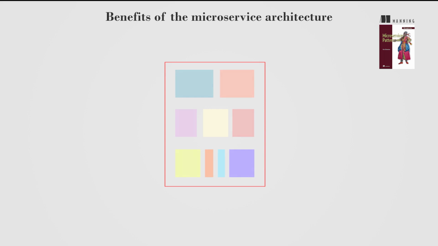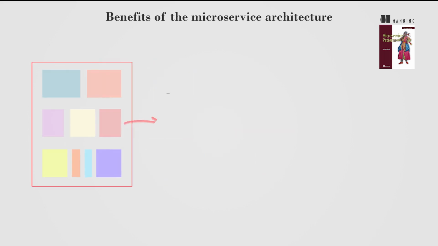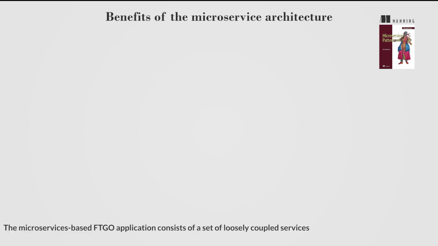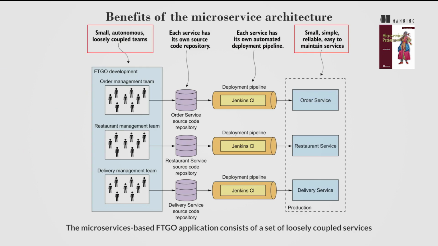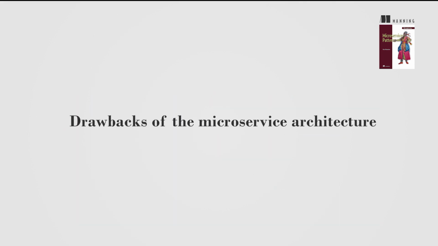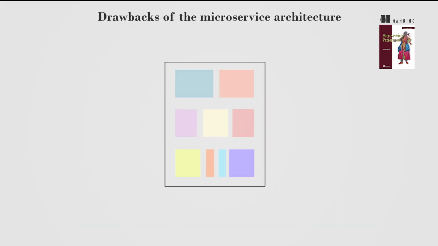Microservice architecture offers numerous benefits, such as enabling continuous delivery and deployment of large applications, supporting autonomous teams, and improving fault isolation. Each service is small, easily maintained, and independently scalable. This architecture speeds up time to market, ensures reliable service, and boosts employee satisfaction. While microservice architecture has drawbacks and challenges, these issues can be addressed.